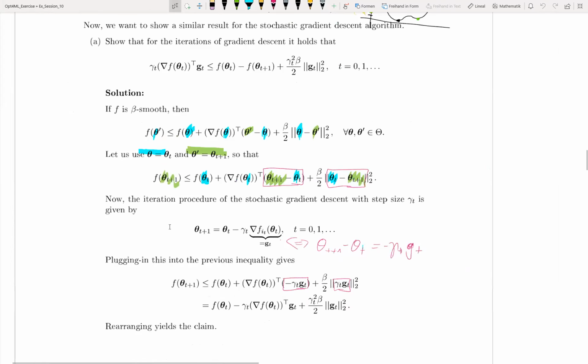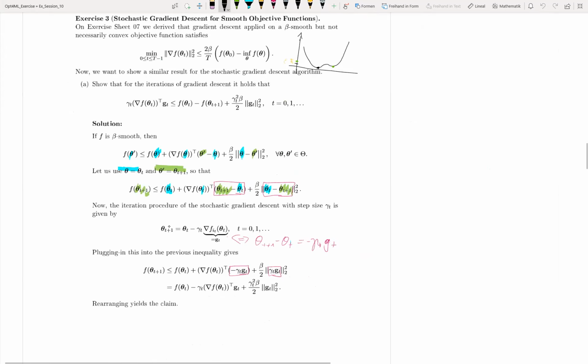Checking at the end what we want to have. We see when we now bring this here on the left-hand side, bring this here on the right-hand side, we get exactly the claim, right? Gamma t times the inner product of the full gradient with the stochastic gradient is smaller than the difference between the values of the consecutive iterations plus this squared Euclidean term of the stochastic gradient.